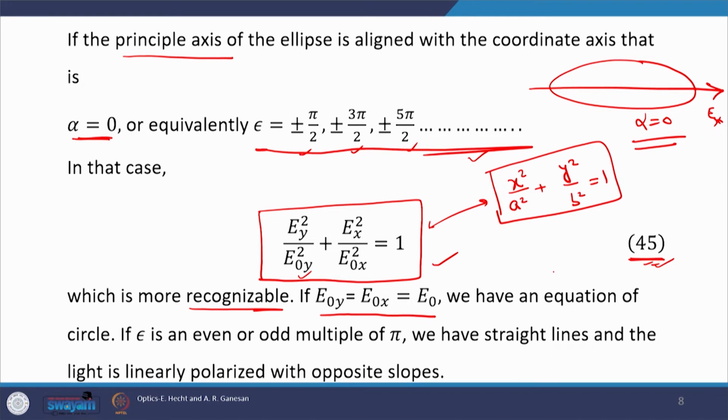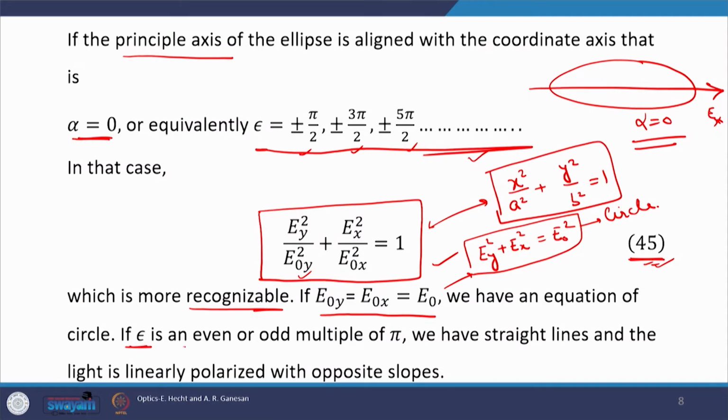Then what will equation number 45 represent? In this particular case, equation number 45 will take this form: E y square plus E x square is equal to E naught square. And what is this equation? This equation represents a circle. Therefore, we can safely say that in an elliptically polarized light, if the magnitudes of the two electric field vectors are the same, then the ellipse will reduce down to a circle. Therefore, circularly polarized light is a special case of elliptically polarized light, and this justifies the claim which we made at the beginning of the lecture.